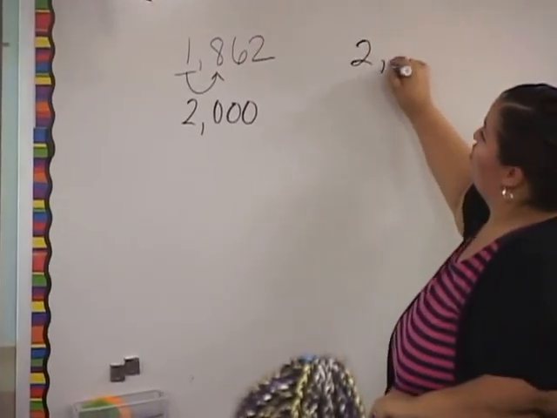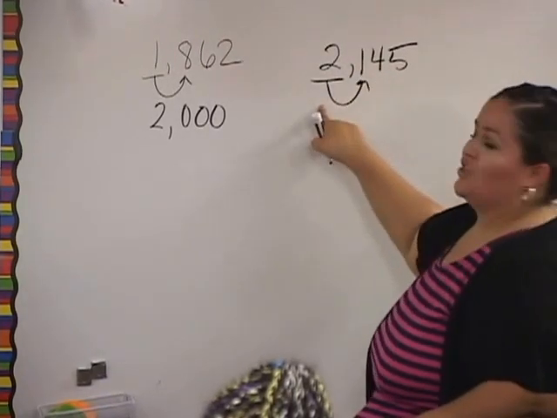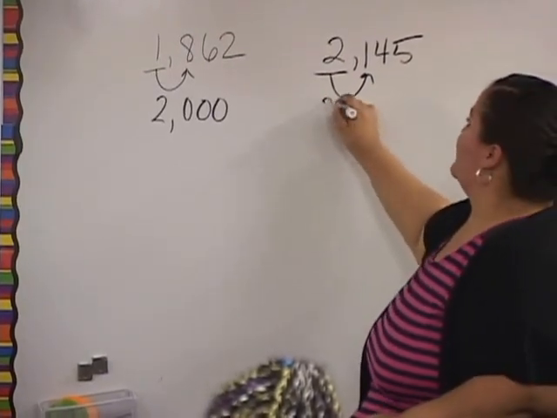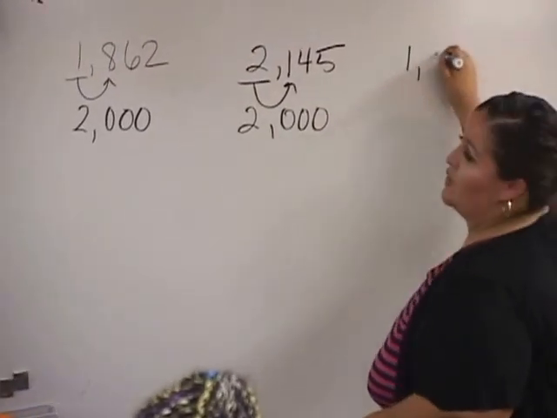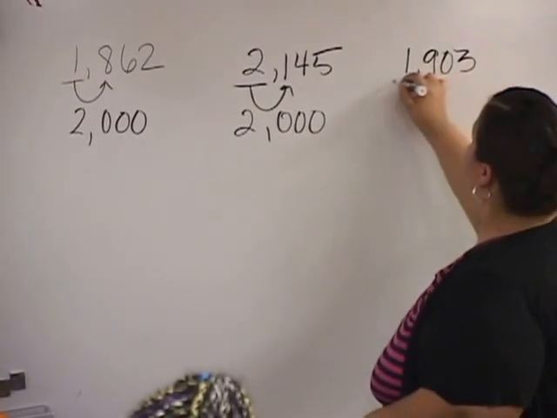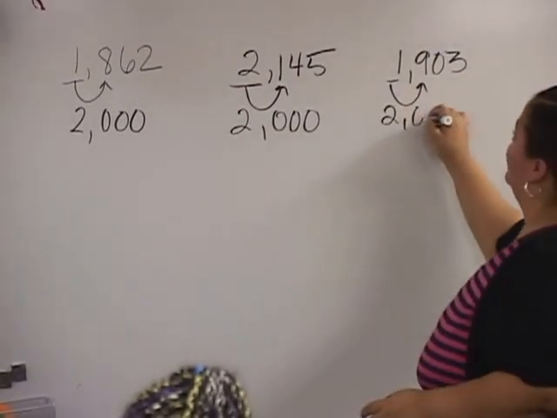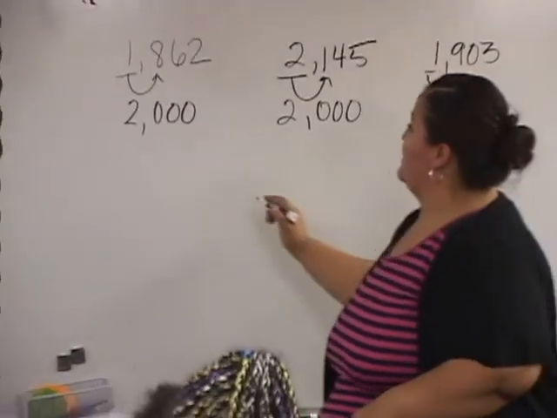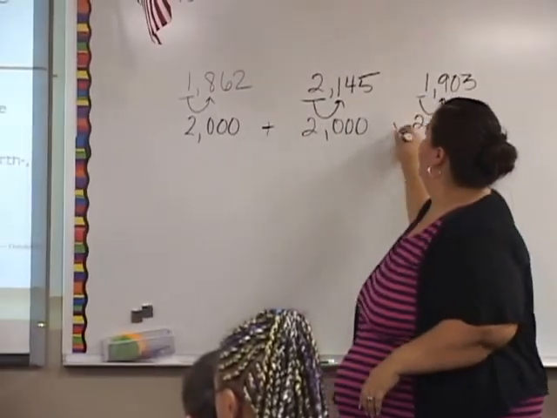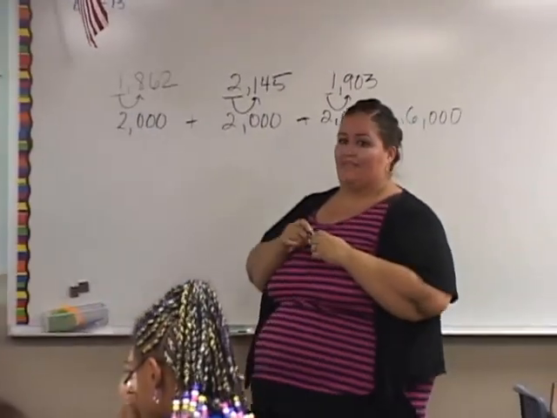5th graders, there were 2,145. What would this number turn into? 2,000. And for 6th graders, the number was 1,903. What would the thousands place turn into? 2,000. And to find a good estimate, I would add all 3 of these up, and what would be my total? 6,000. That is the closest estimate.